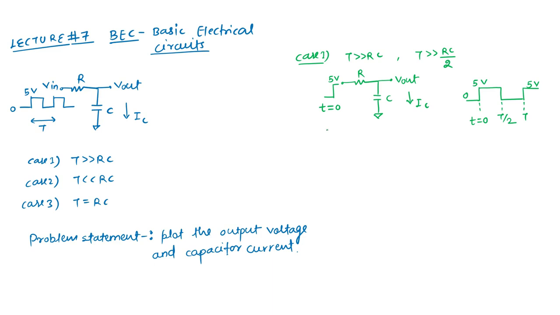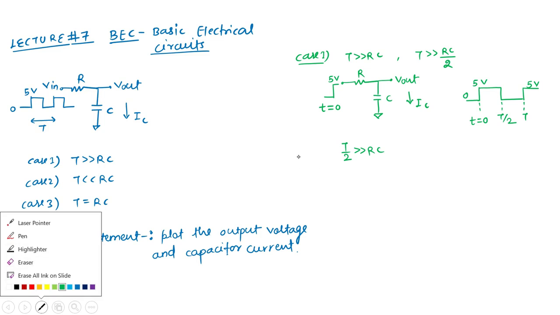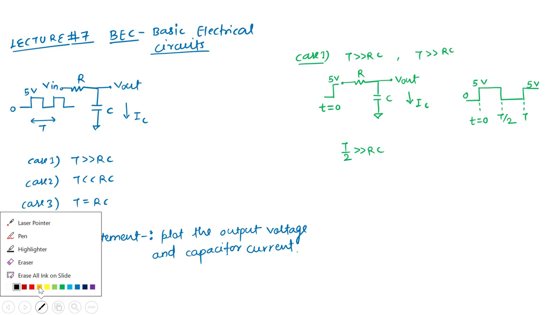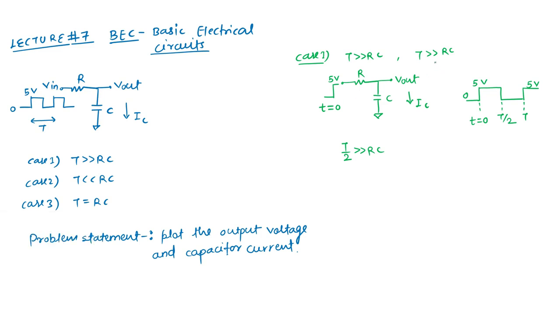So around T equal to 0, it's just like applying a step input of 5 volt. After that, the 5 volt is applied for a very long time because T by 2 is much greater than RC. This is the condition. The condition I had written is not what I wanted to write. It should be T by 2 is much greater than RC. I should write here T by 2 is much greater than RC.